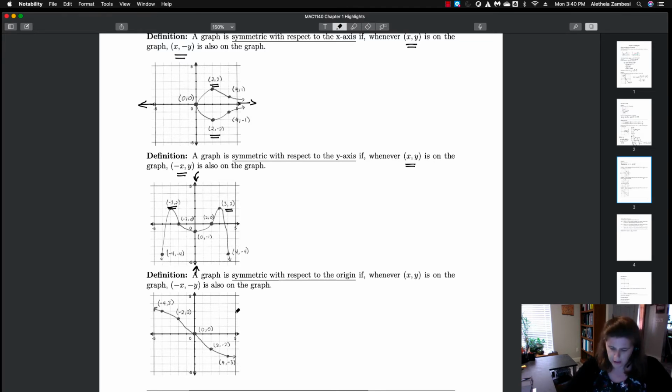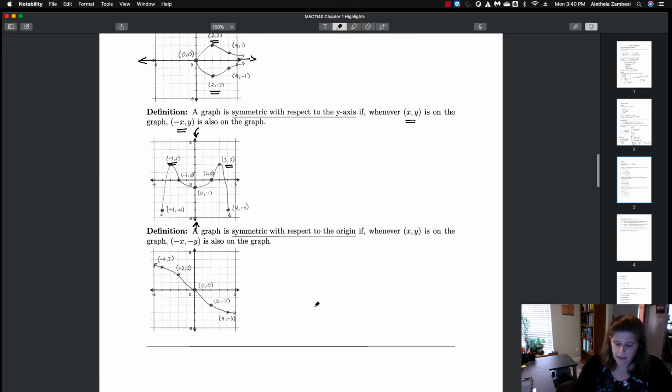Now, if we're talking about the final type of symmetry, symmetry with respect to the origin means that we're pivoting based on the origin, the (0, 0) point. Now, in that one, if (x, y) is on the graph, then the negative of both has to be on the graph as well. So if you're talking about (2, -2), for example, flipping the signs of both of those gives you (-2, 2). So those are the reflections that we expect to see.